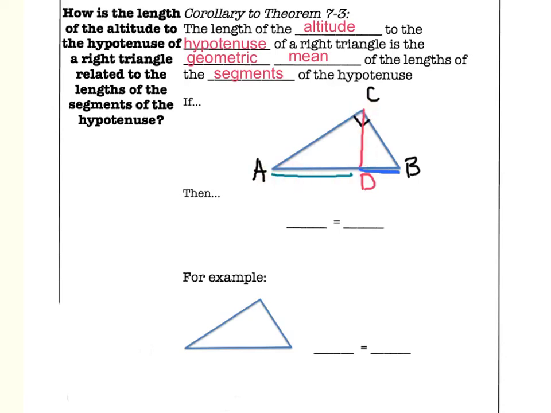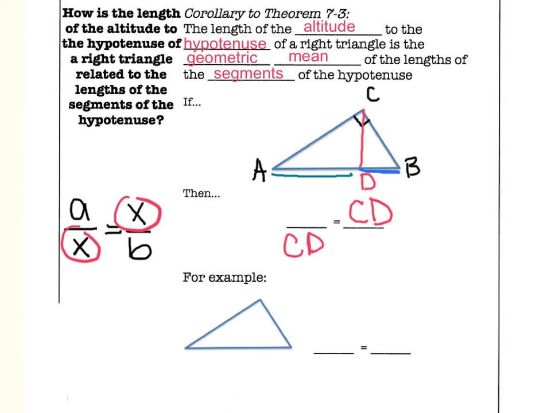So remember when we learned about geometric means, we knew that the geometric mean was the number x that satisfied this proportion for any positive number a and b. So as we said, CD is going to be the geometric mean of AD and DB. So CD will be our x value, so CD goes here and here, and we know that it's the geometric mean of AD and of DB.